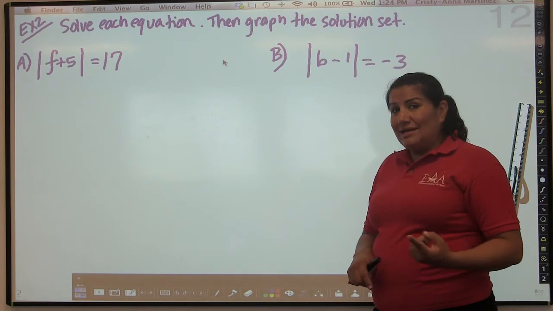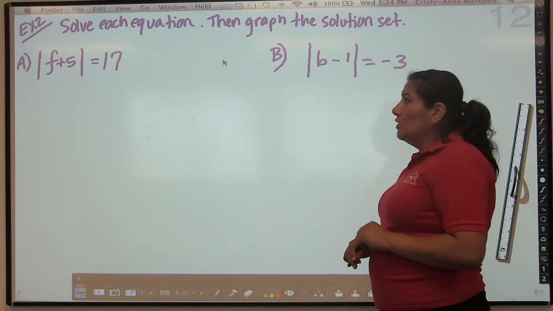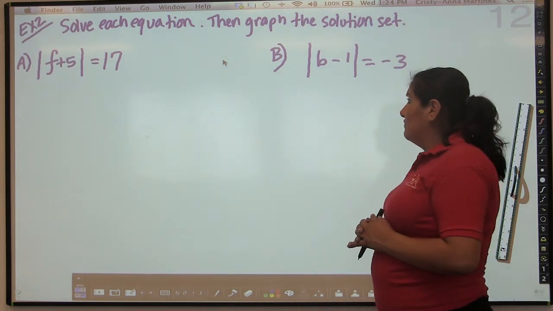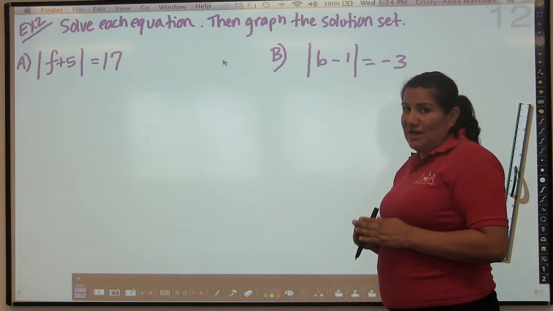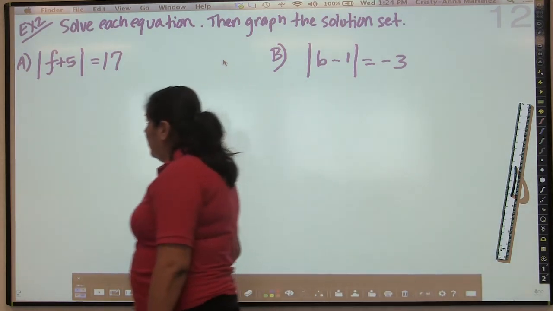And if you only do one case, then you'll only get 4 out of 8 or 3 out of 6. So you really want to make sure that you do not forget that the main thing for absolute value is that you have to use 2 cases. So we're going to solve one here right now.